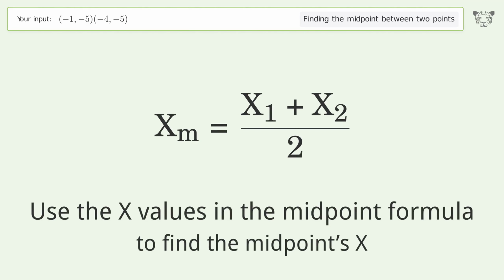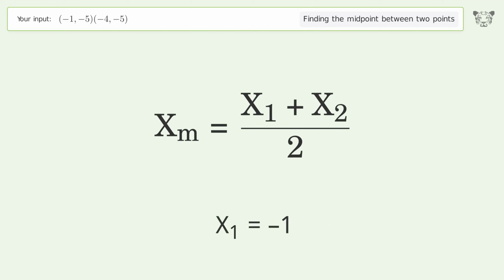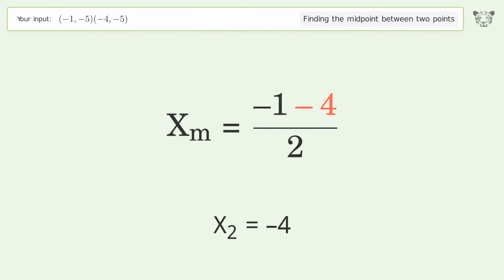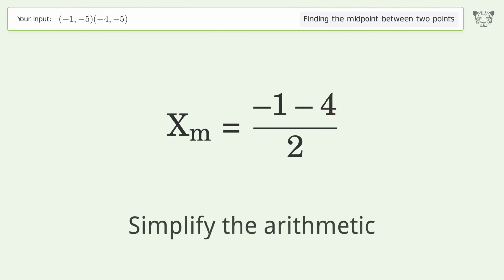Use the x values in the midpoint formula to find the midpoints x. x1 equals -1. x2 equals -4. Simplify the arithmetic.